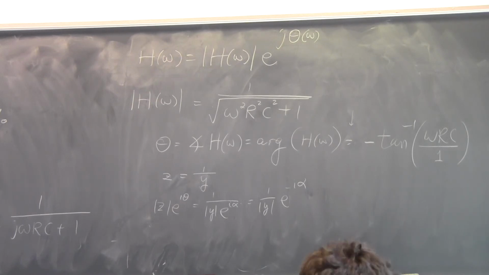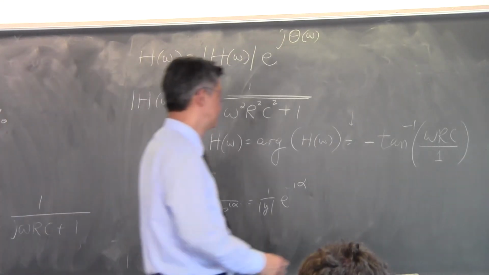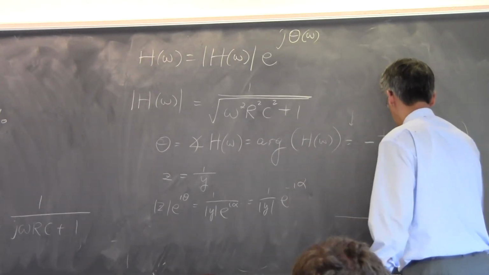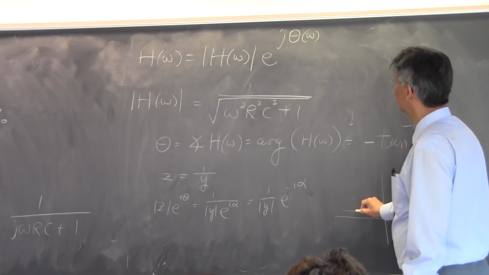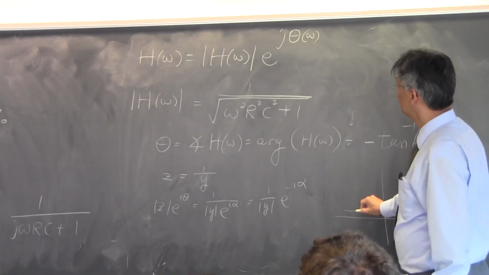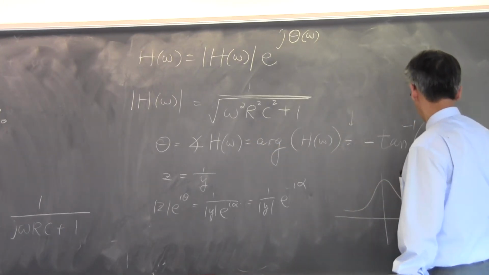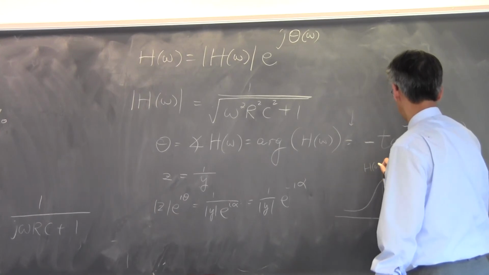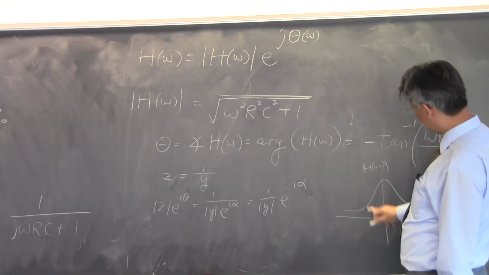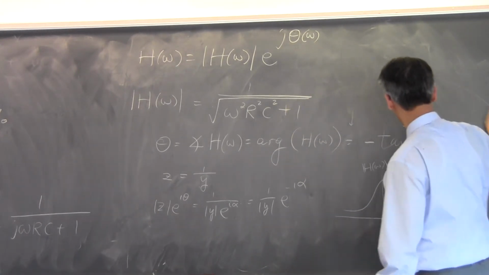And you can plot this thing out. It will look something like that. When omega is very small, it has a peak, and if I plot this, it will look something like this.